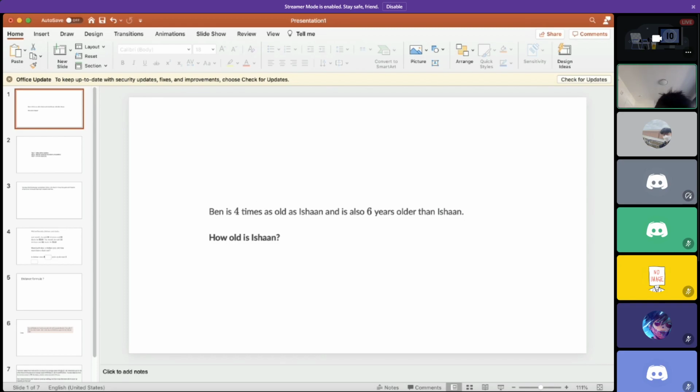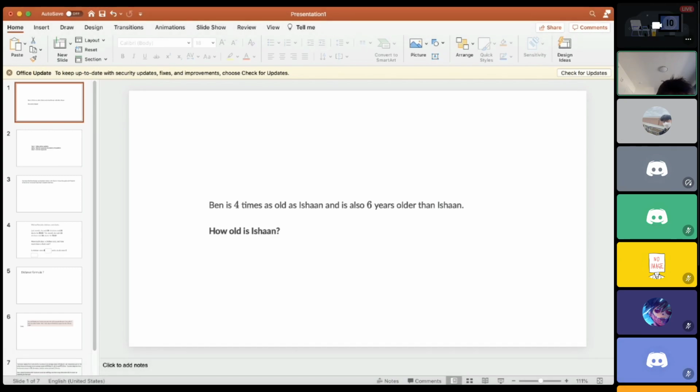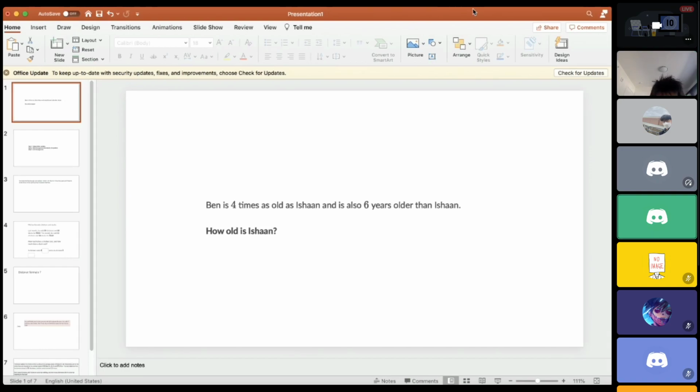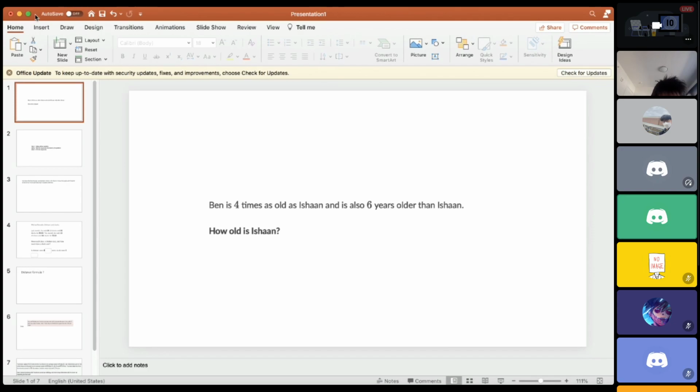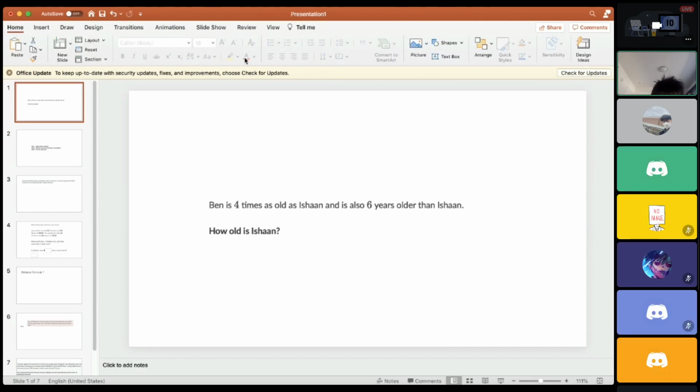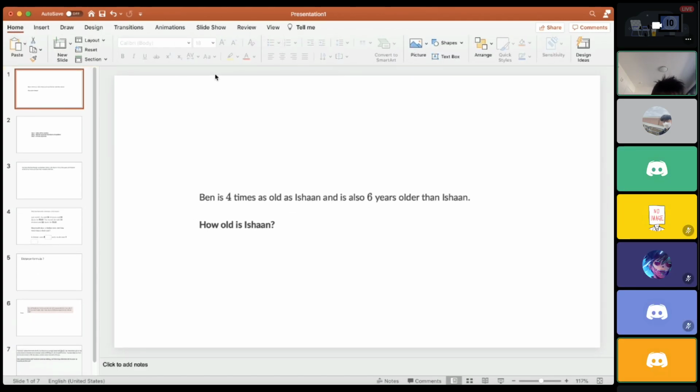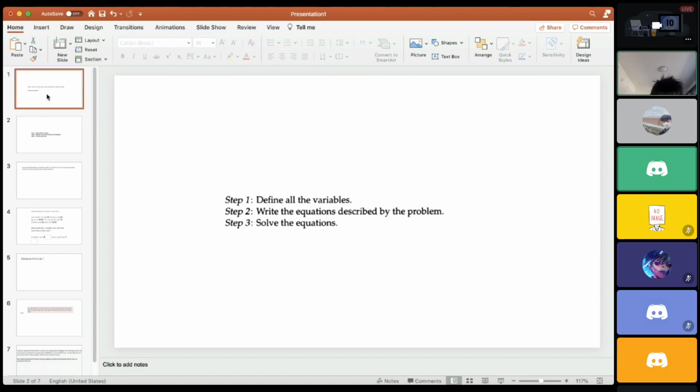So anyone wants to share your thoughts on this question? So, for this question, isn't it Ben as y and Han as x, and then 4y equals x, and then y equals x plus 6? How do I add it on this?